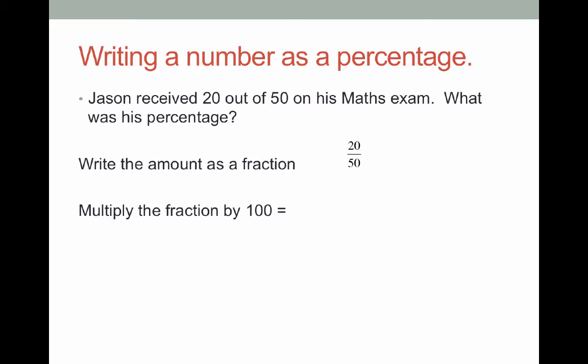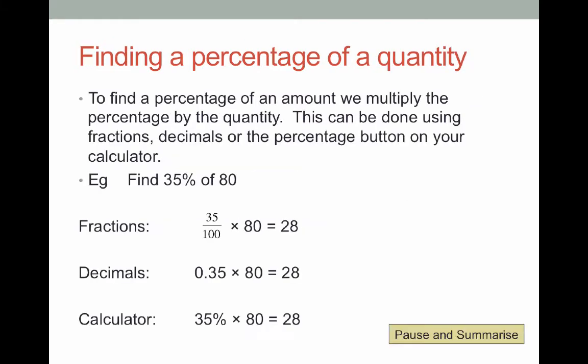This is where we bring in our calculator. I'm going to put 20 over 50 in my calculator, I'm going to times it by 100, and I'm going to get 40%. Now this method will work every single time. There are quicker ways to do it without a calculator, but if the fraction turns out to be something pretty hard, this will work every single time. Turn it into a fraction, times it by 100.